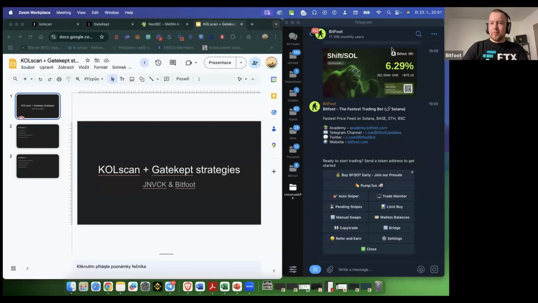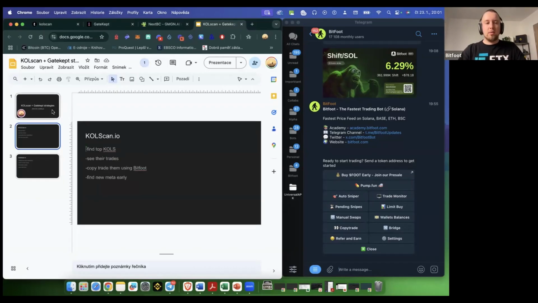Awesome. So today's strategy will be about KOL Scan, which is a free website which you can access for free. You don't need to do anything, and gate capped as well. For KOL Scan, there are some things that you can pay for. However, today's strategy will be just completely free.